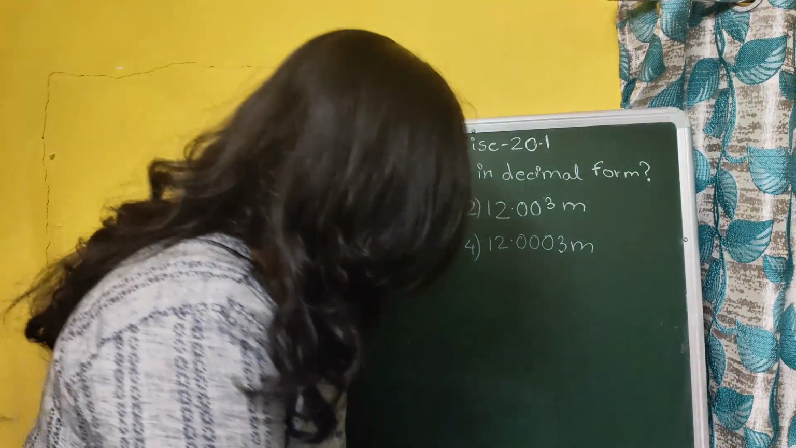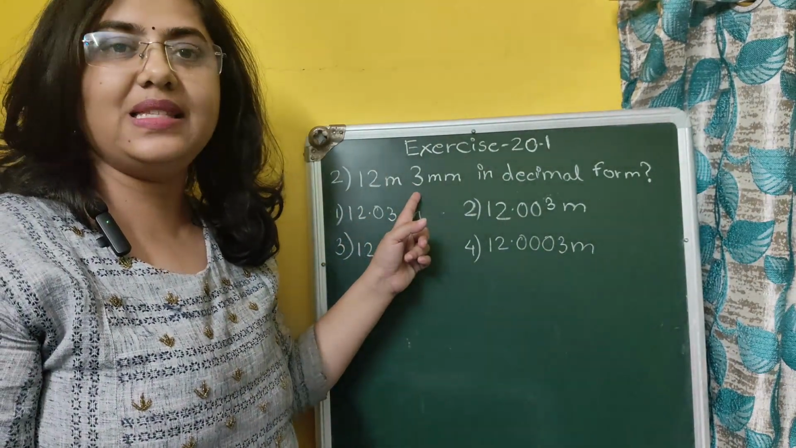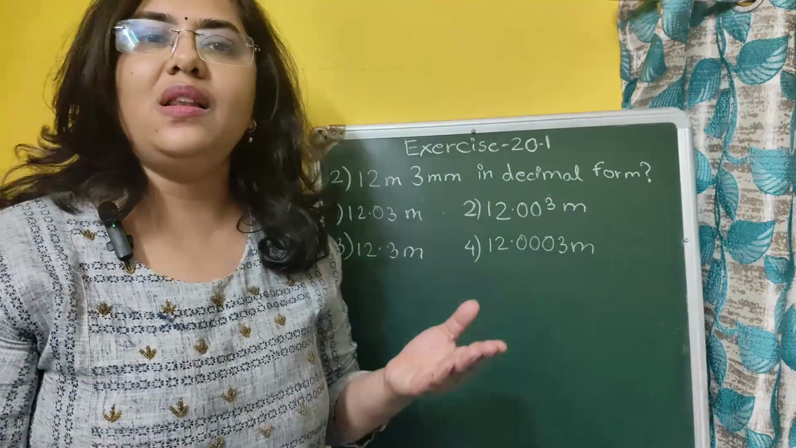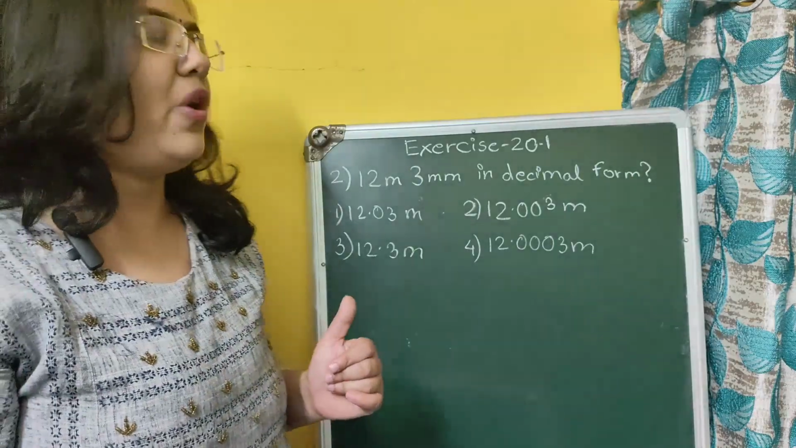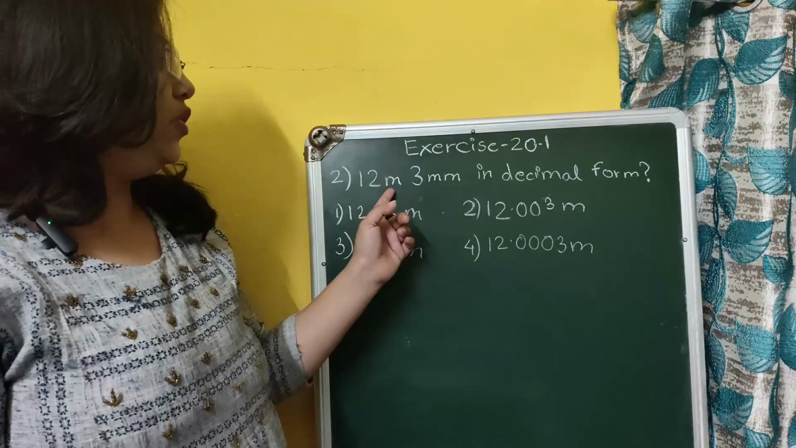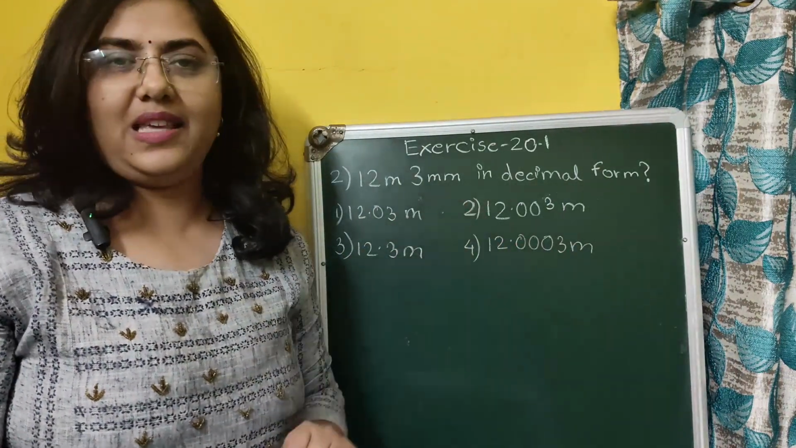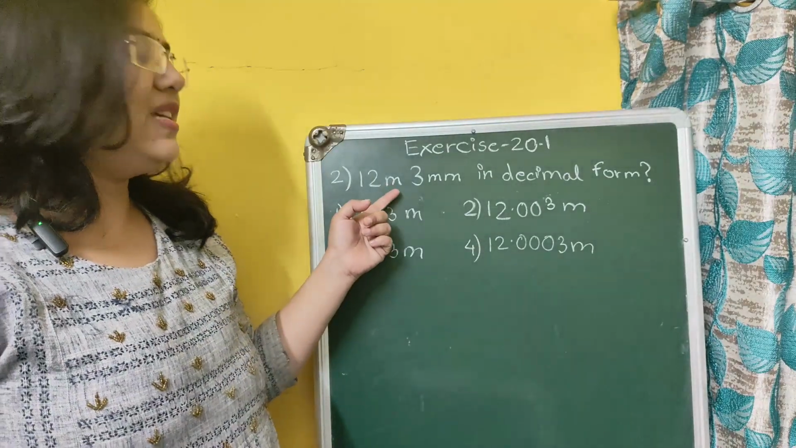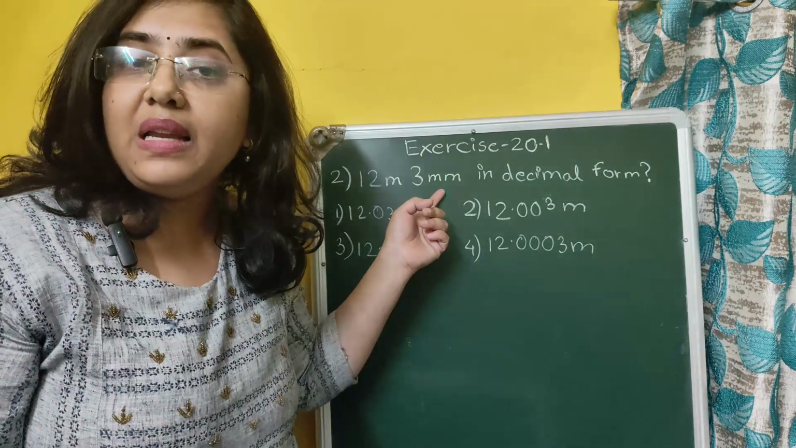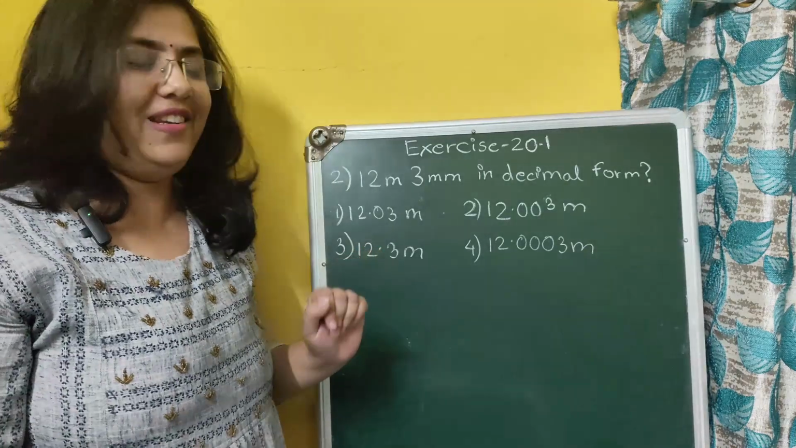So what they have told us is, we need to write 12 meters and 3 millimeters into decimal form. Decimal form, in a sense, means a decimal point is expected there. Okay. So now before converting into decimal, just see all the answers are in meters, yes or no? So 12 meters is to be kept as it is, only we need to convert 3 millimeters into meters. Now how are we going to convert it?